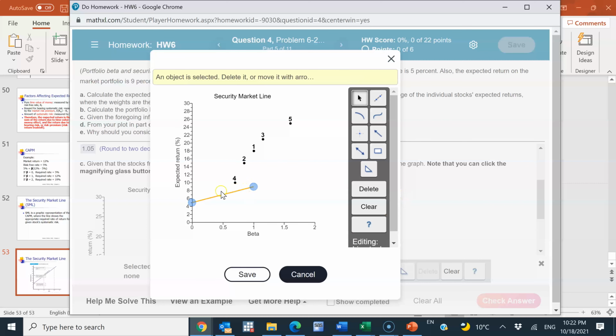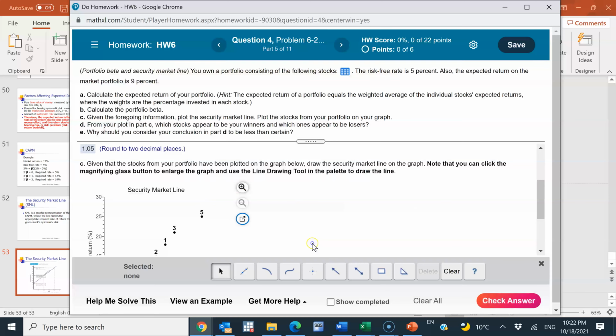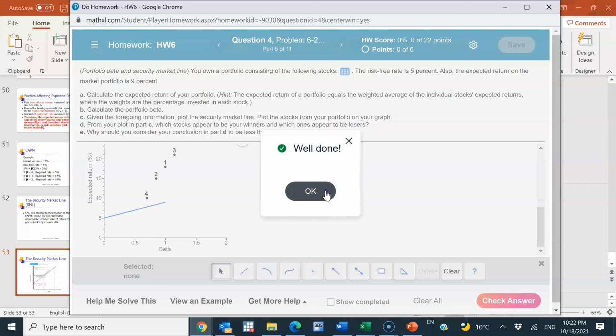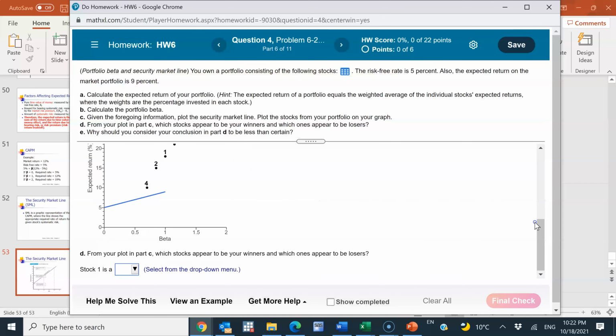And now this is my security market line. So save that, and now I can check my work. We're done. So part D is asking us from your plot in part C, which stocks appear to be your winners and which ones appear to be losers.